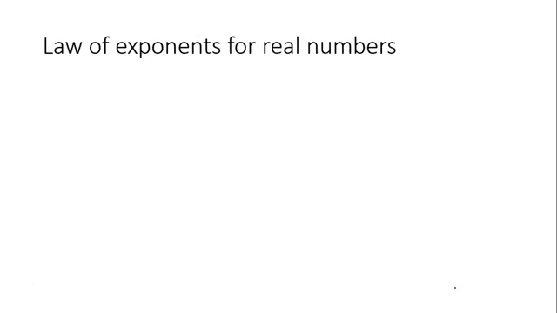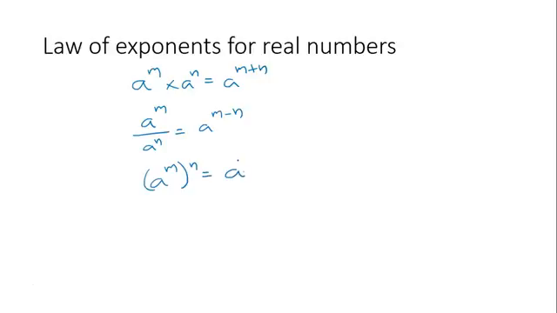Okay, so this is the final topic for this chapter, law of exponents for real numbers. In smaller classes, you have seen laws of exponents. So a raised to m into a raised to n is equal to a raised to m plus n, and a raised to m divided by a raised to n is equal to a raised to m minus n. (a raised to m) whole raised to n is a raised to m into n, and a raised to m into b raised to m is (ab) whole raised to m. So these are the 4 laws that you must have studied in smaller classes.